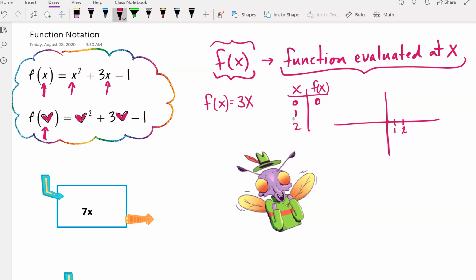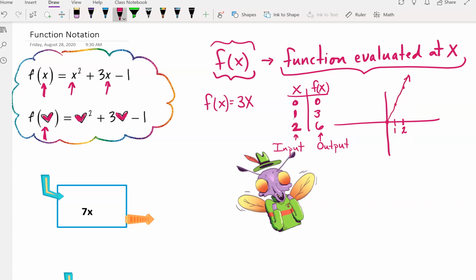We can plot that point. 3 times 1, if we picked X to be 1, then 3 times 1 is going to be 3. And then if we picked X to be 2, 3 times 2 is 6. So this column is going to be our input column, and this column is going to be our output column. And as you plot those points, you can see it forms a function.